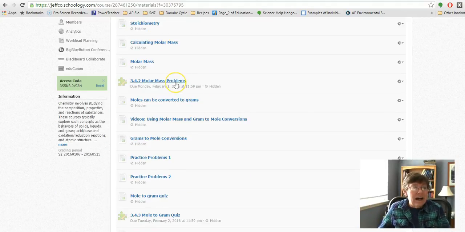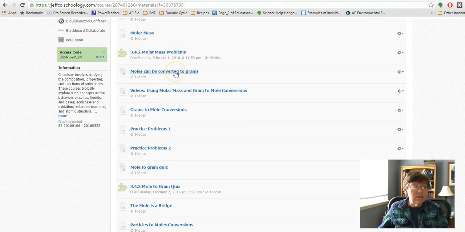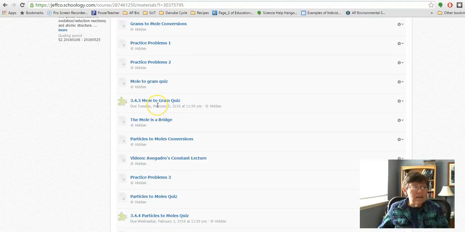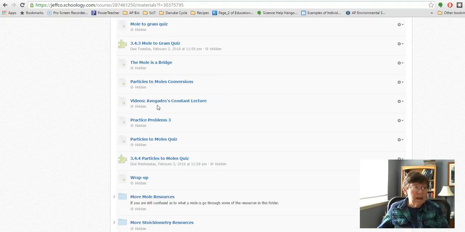Then some more molar mass problems, which you have done some already, so that's fine. It's continuing that. And then you're going to go on into learning how to convert moles to grams. There are some good videos here to explain it. Watch the ones you need so that you know how to do it. Then there are practice problems in here with keys for you, and then there's a little quiz on converting moles to grams. A little more reading on the mole.